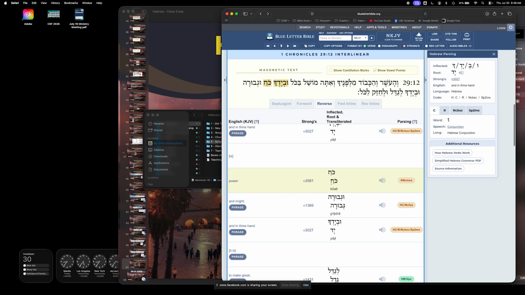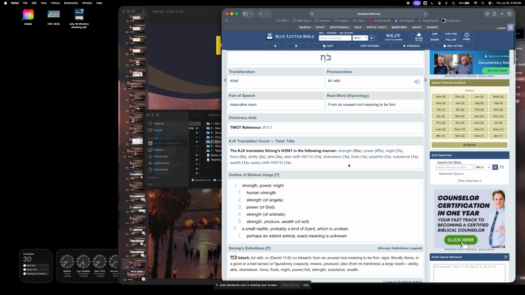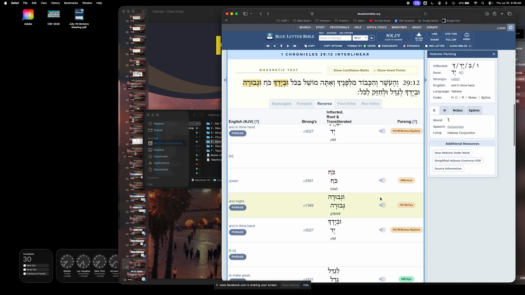Okay? That word power is the word koach. Koach. Okay, you have the kaf, you have the defective holum, and then you have the patach, and then you have the chet. So koach. H3581. Take a look. What does it mean? It is a noun that means strength, power, might, force, ability, able. Can also be randomly translated as chameleon fruits. It's got some oddballs in there, but the vast majority, the 126 times, come in the idea of strength, power, might, force, or ability. So that is its main idea. Okay, so he has power.